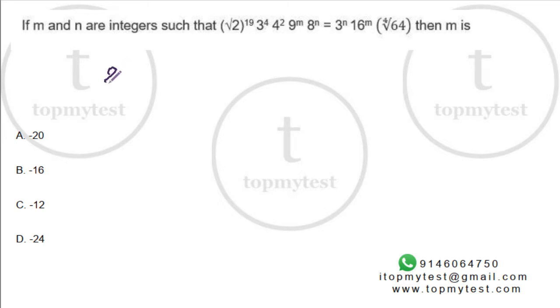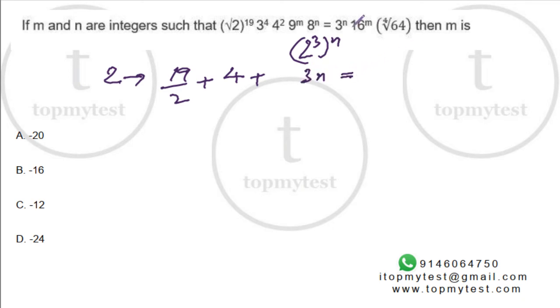Let's look at the indices of 2 on the left hand side. This will give you 19 by 2 plus 4 is 2 square. 2 square whole square will be 2 to the power 4. So 4 plus 8 to the power n will be 2 to the power 3 whole to the power n. So this will give you 3n equals right hand side. This will give you 4 to the power 2 to the power 4m.